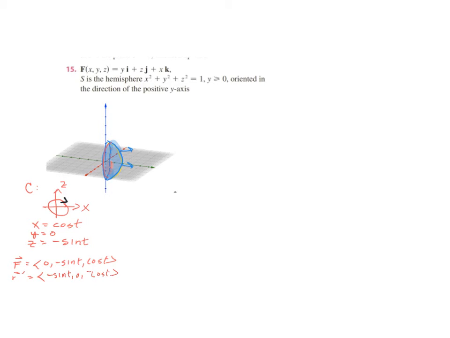And so that dot product is just minus cosine squared from 0 to 2 pi. So that's negative 1/2 t minus 1/4 sine of 2t. So that's going to be minus pi. So that's what we get if we do it directly.